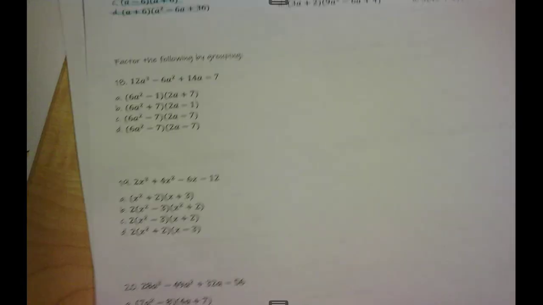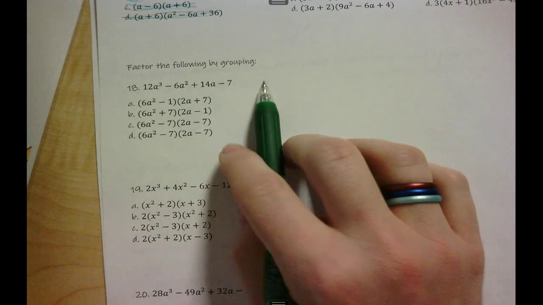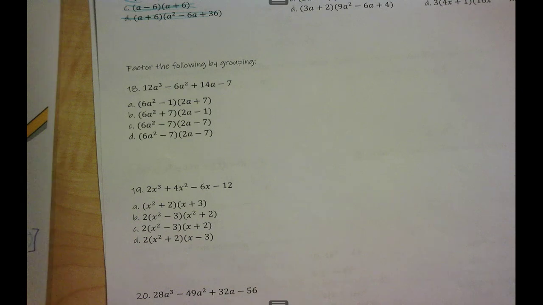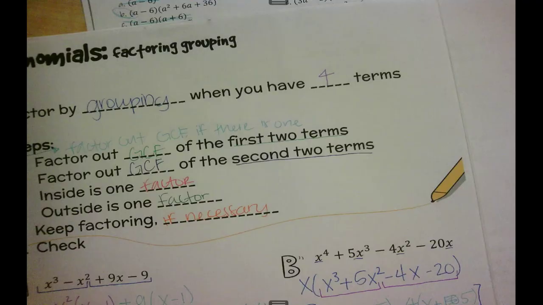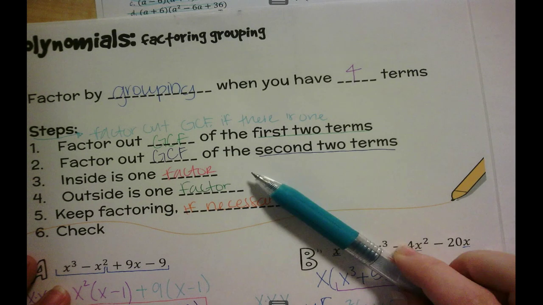Test 4.2, 18 through 20 on the review says factor by grouping. So let's go over grouping really fast. This seems difficult, but it's not as difficult as you probably want to make it. So I'm going to look at my factor by grouping notes.